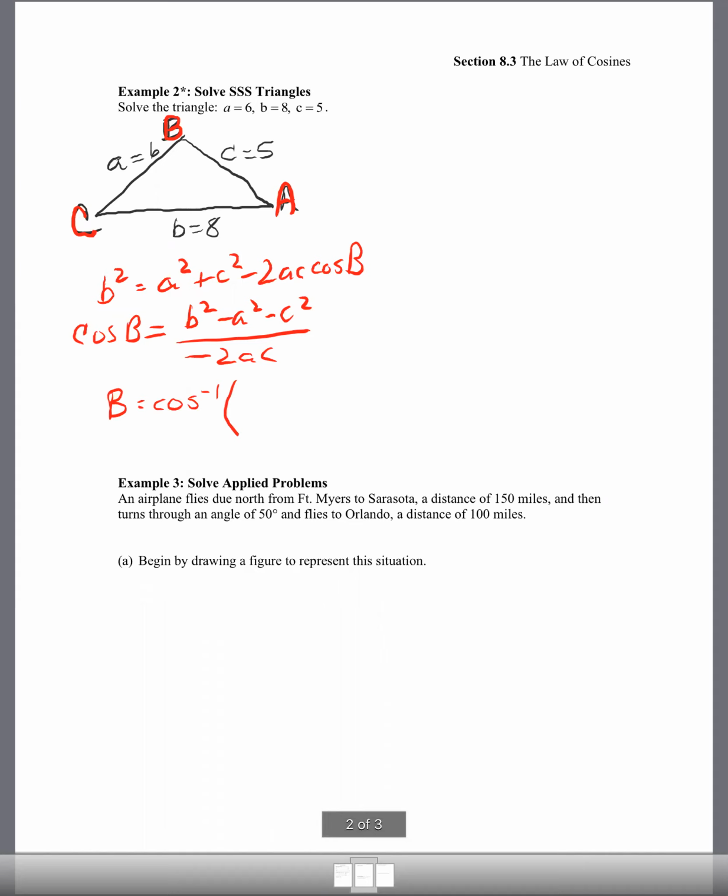So if we plug in what we know, then we have an 8 that's squared, minus A, which is 6 squared, minus C, which is 5 squared. And now divide all that by negative 2 times 6 times 5. We'll put that in your calculator. Again, I would use that fraction template if you have it. If you don't, just be very careful when you load this in. You can make a lot of errors just by loading in the wrong thing into your calculator.